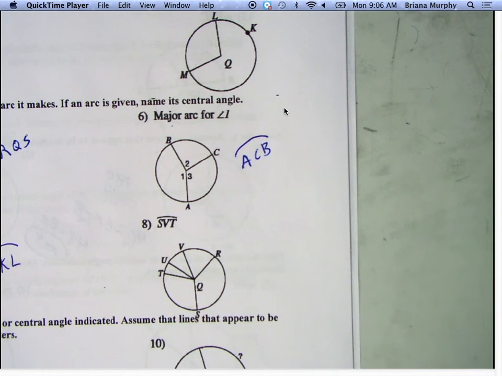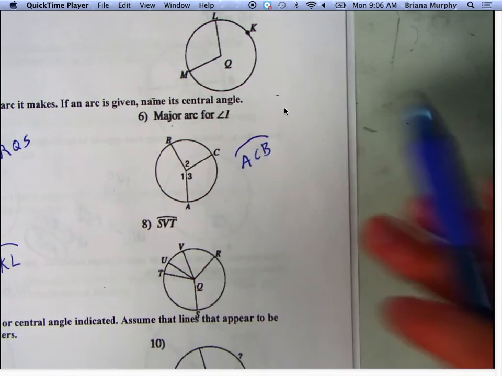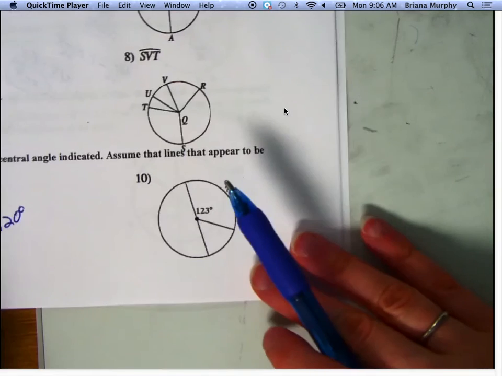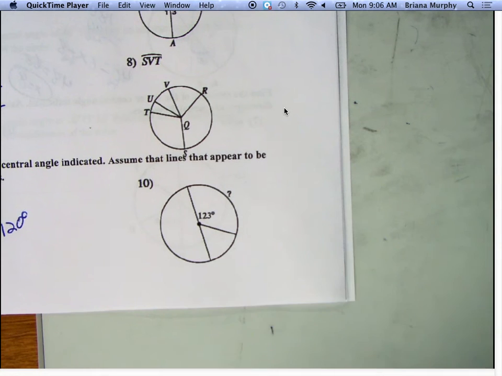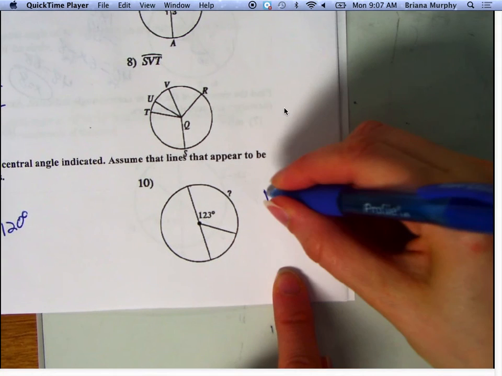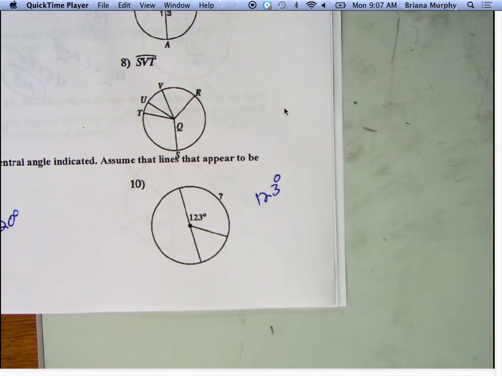All right, let's look at number 10. If my central angle is 123, what is my arc? What did I tell you in the circle book notes? Central arcs are what to their central angles? Equal. So it's 123. That's it.